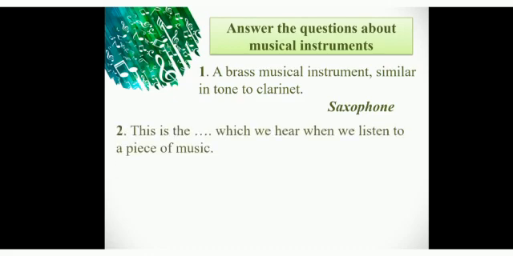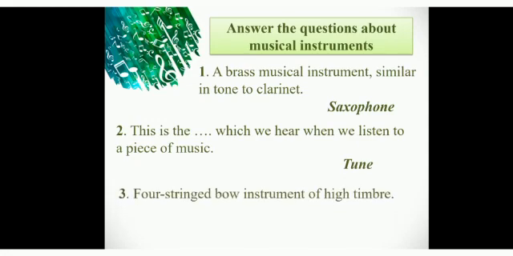Okay, let's continue. This is something which we hear when we listen to a piece of music. What is it? Good. It is a tune. And the third question is, a 4-stringed bow instrument of high timbre. How do you think? What is it? Yes, it is a violin.